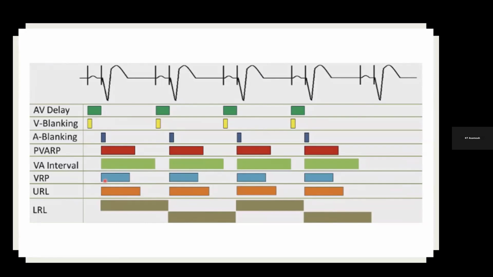Then the VA interval is the derived interval from the beginning of the ventricular depolarization to the next atrial depolarization. That's the VA interval, ventricular atrial interval. And then you have the lower rate limit, which sets the base rate at which the heart contracts. And the upper rate limit, which is important in initiating the Wenckebach to prevent the pacemaker-induced 2-to-1 block.